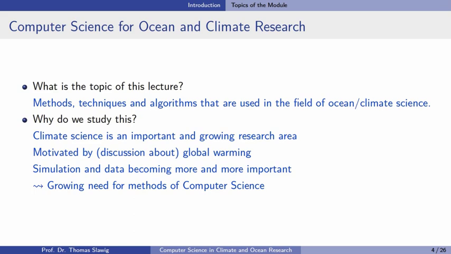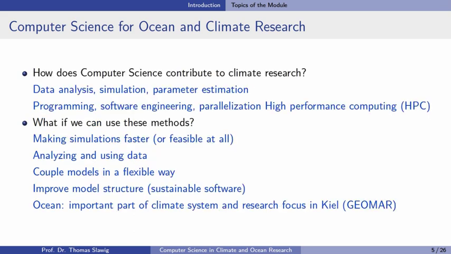Simulation itself becomes more and more important because we have bigger computers, faster computers, we have more storage, we are able to generate more data, and we can also exploit the data that we have, measurement data and simulation data. So there is a growing need for methods of computer science.